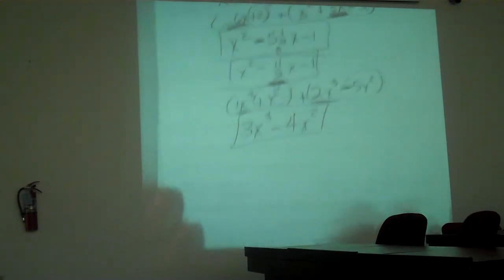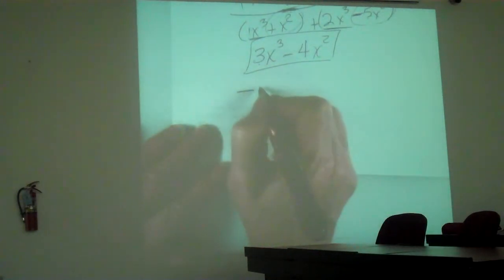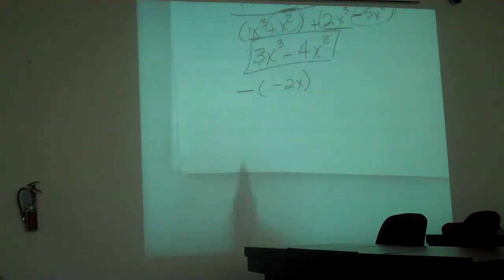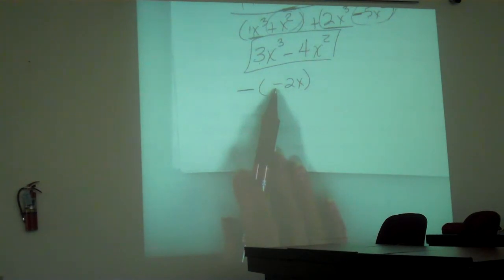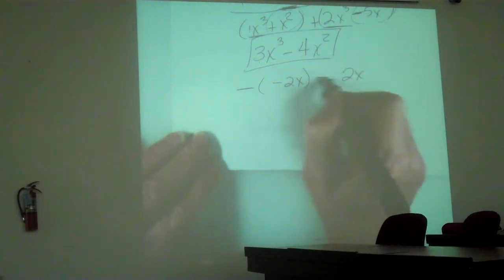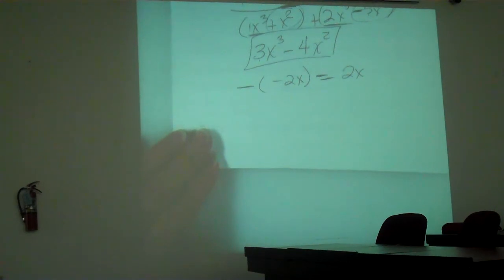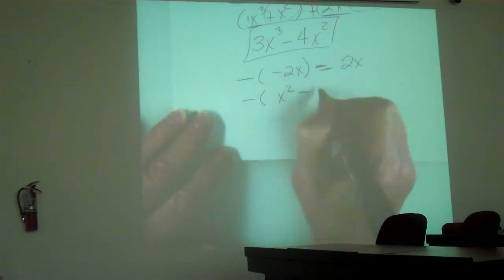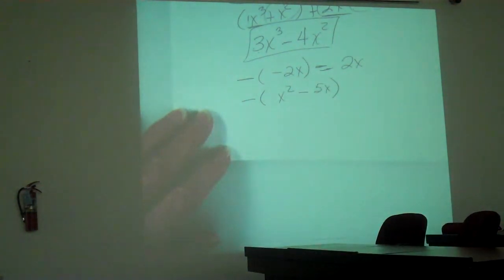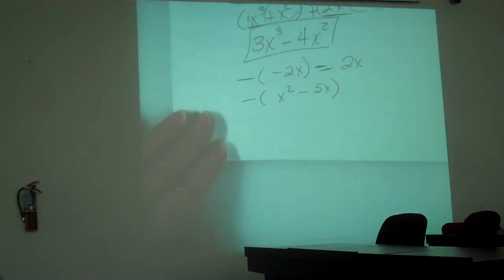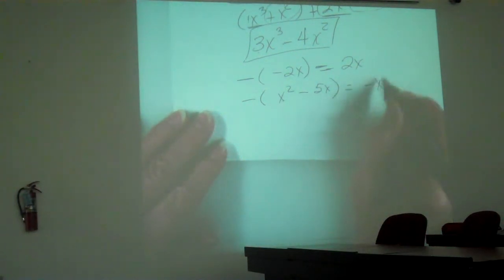Okay, there's some problems with the negative in front of the parentheses. Remember, if you had like minus and negative, you turned it to plus and positive? All this is going to be is a positive 2x. If you have it in front of something that has two terms in it, it's going to change the sign of both. Everything inside the parentheses will change signs. So your x squared is now negative. Negative 5x is now positive.